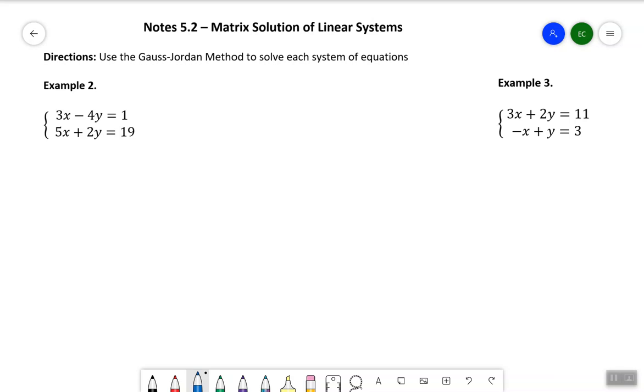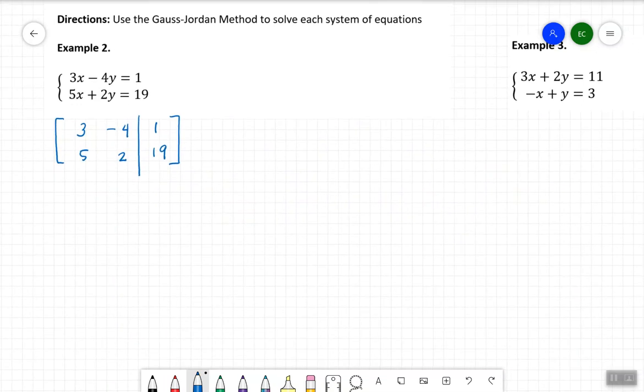Okay, so let's look at example 2, and the first step is just to convert the system of equations into matrix form. Remember, we use brackets to show the matrix, and we use a vertical line where the equal sign would be, and on the left side we just write the coefficients on the variables. So in the first equation, 3, -4, and 1, and in the second equation, 5, 2, and 19. And remember, each row represents an equation in the system.